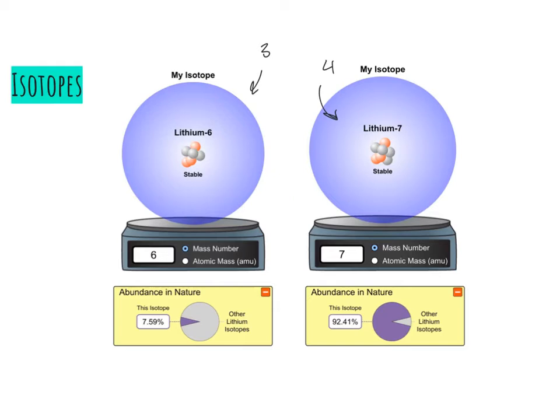Another thing that we can know about these different isotopes is their abundance in nature. Lithium 6 is only about 7.59% of the lithium on Earth, while lithium 7 is 92.41% of the lithium on Earth. So lithium can come in both of these forms, and the only difference between them is how many neutrons they have.